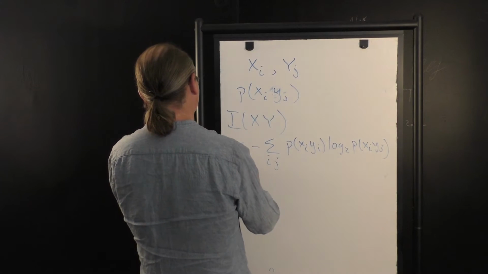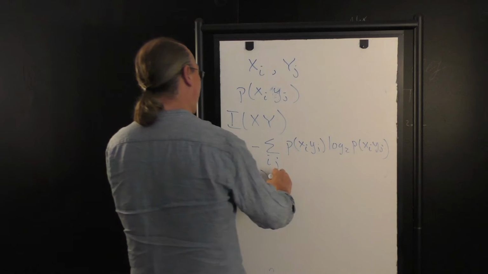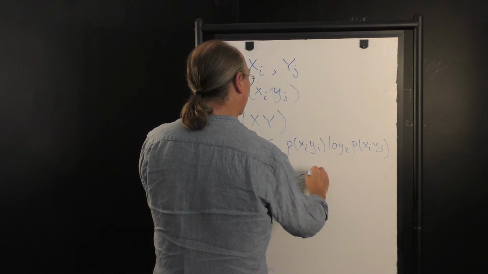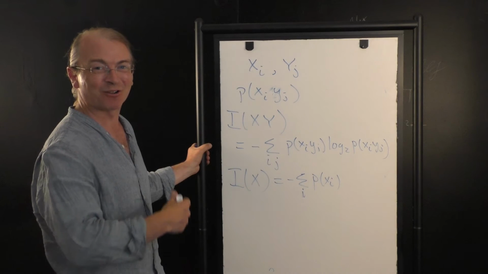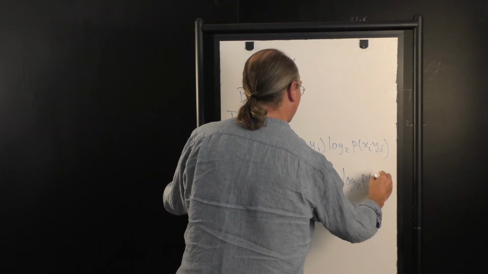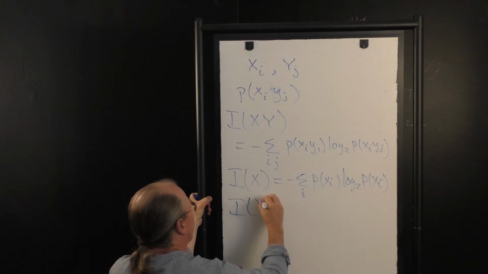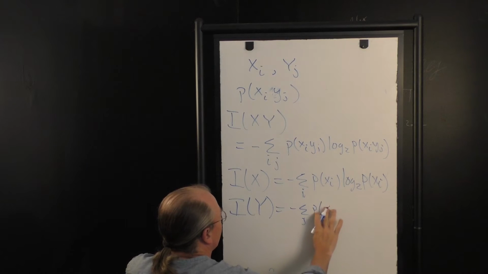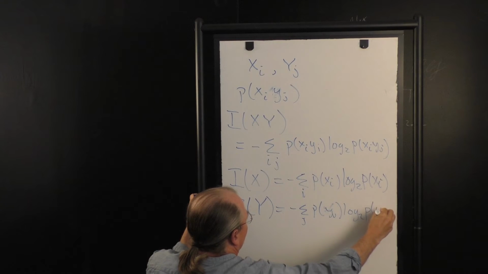And of course, we still have, if you like, the marginal information, or the information in X on its own, which is now just the sum over events x on its own of the marginal distribution. Why it's called marginal, I don't know. It's just the probability for x on its own. P of xi log to the base 2 of P of xi. And similarly, we can talk about I of y is minus the sum over j, P of yj log to the base 2 of P of yj.